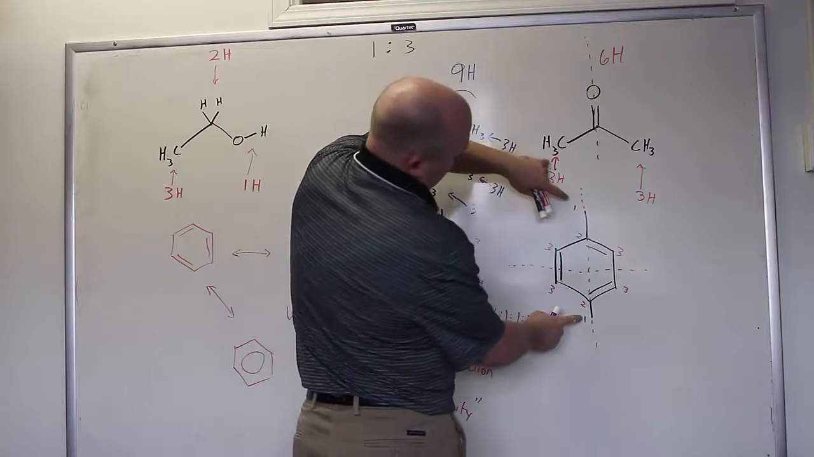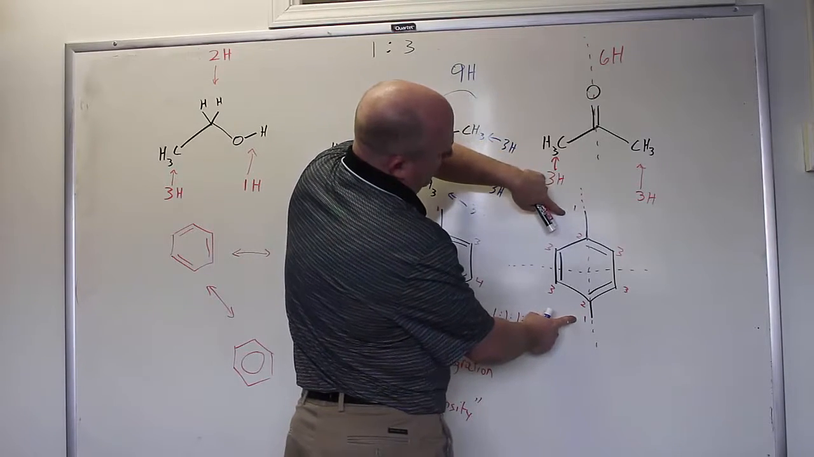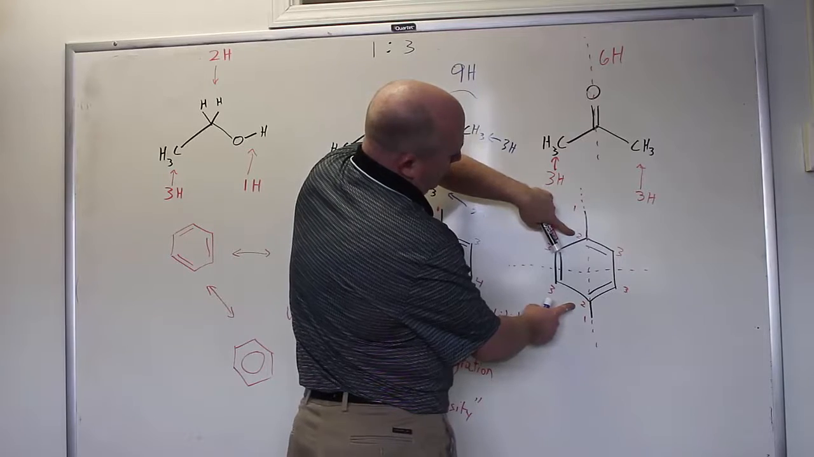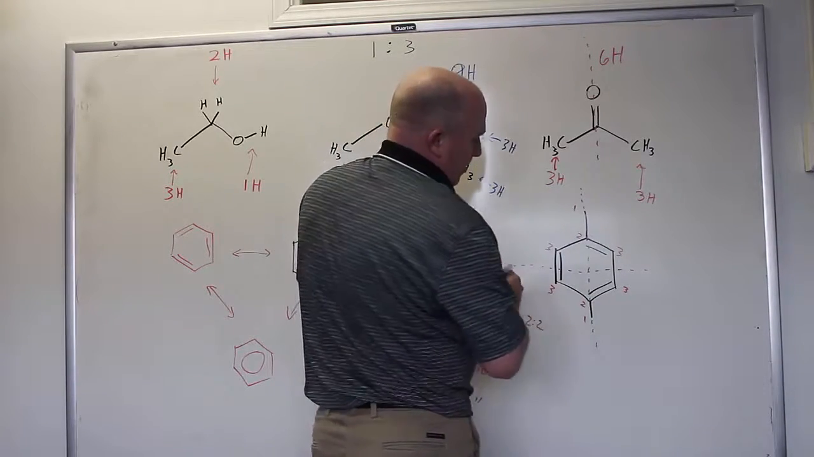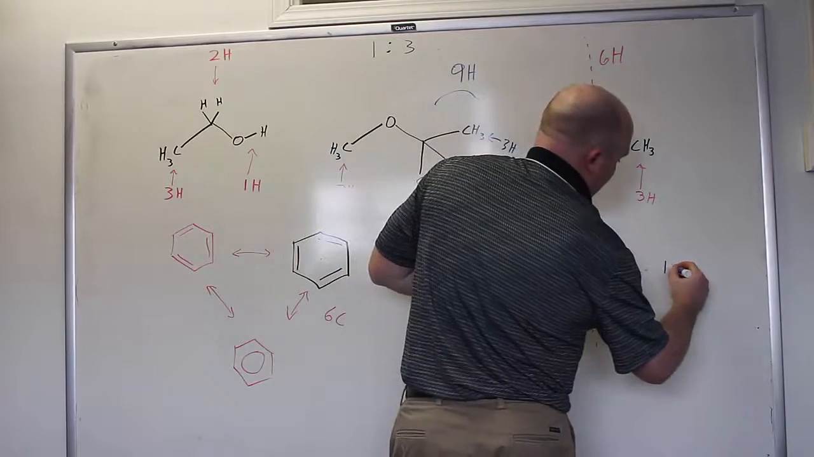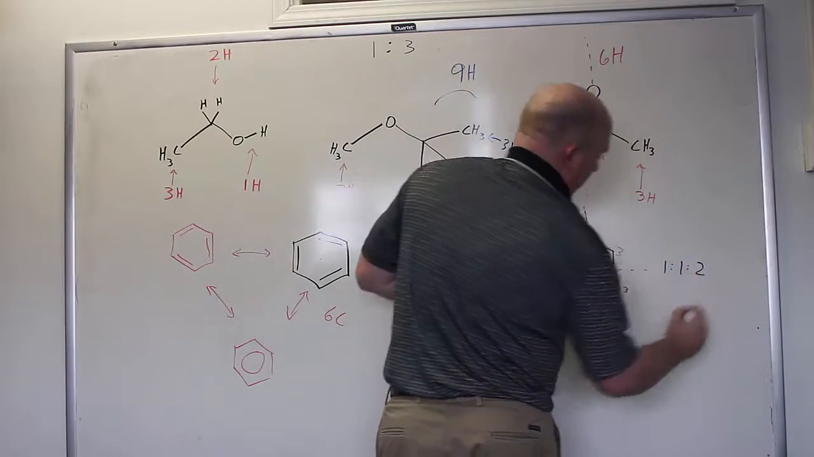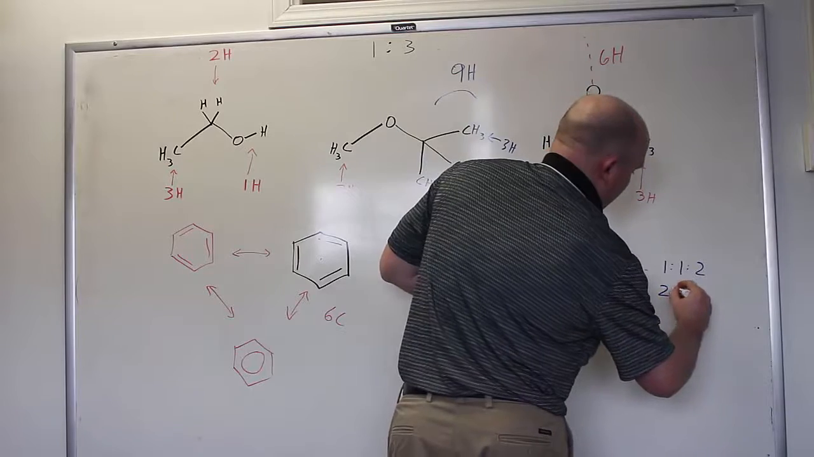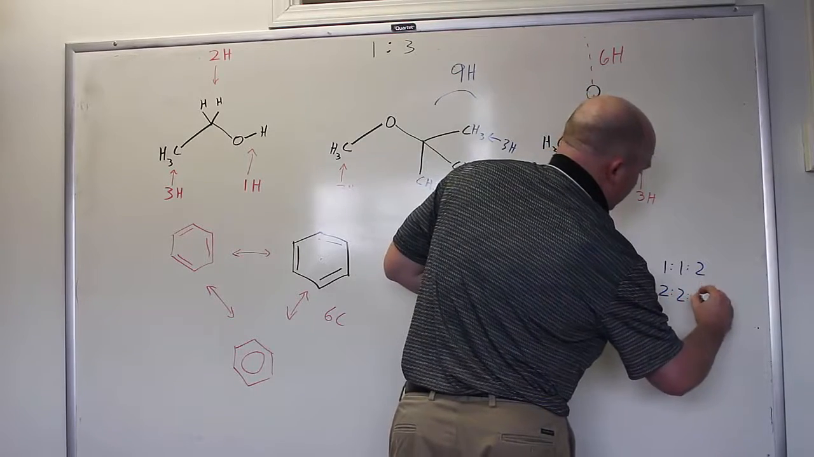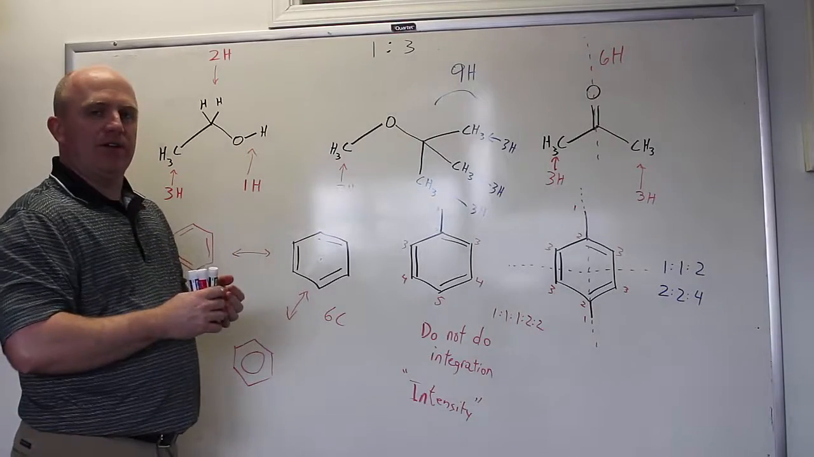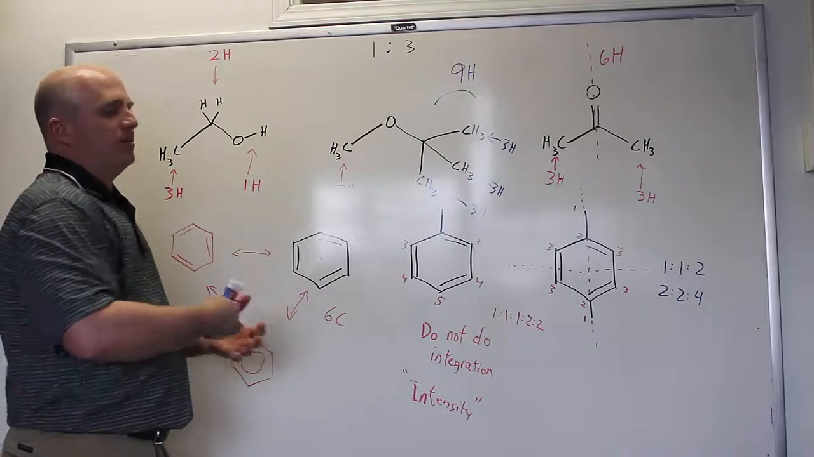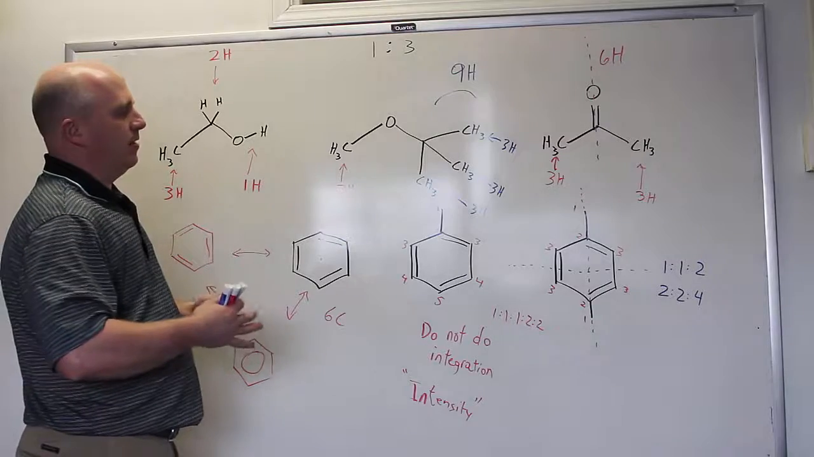For this molecule, we have 2 carbons in environment 1, 2 carbons in environment 2, and 4 carbons in environment 3. So our intensity ratios that we expect are 1 to 1 to 2, or perhaps in an absolute sense, 2 to 2 to 4. Integration, again, is really about understanding how many carbons or hydrogens are in a given carbon or hydrogen environment.